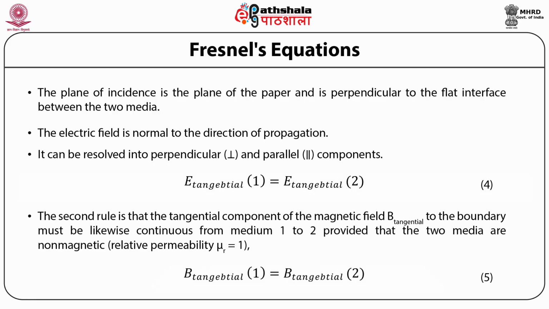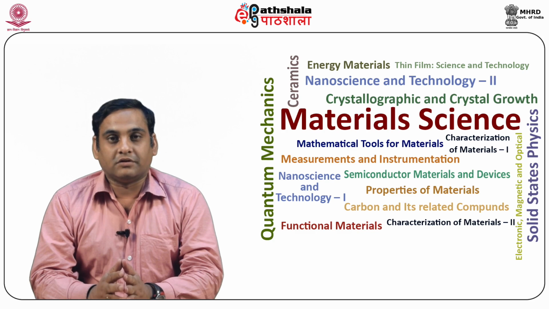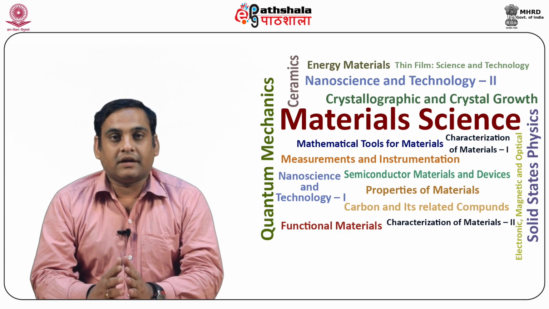The second rule is that the tangential component of the magnetic field, B tangential to the boundary, must be likewise continuous from medium 1 to 2, provided that the two media are non-magnetic. So, relative permeability mu r is equal to 1, and B tangential of the first medium is equal to B tangential of the second medium. Using these boundary conditions for fields at y is equal to 0 and the relationship between the electric and magnetic fields, we can find the reflected and transmitted waves in terms of the incident wave.